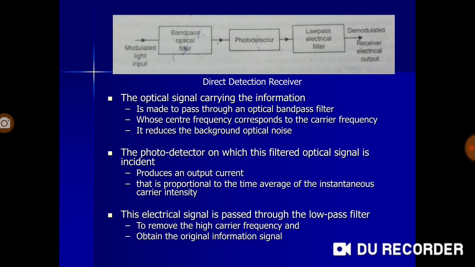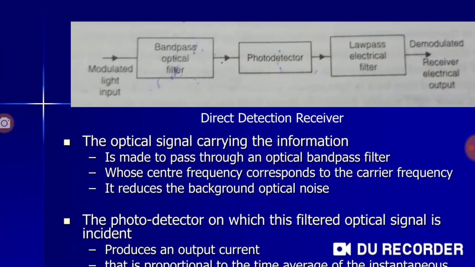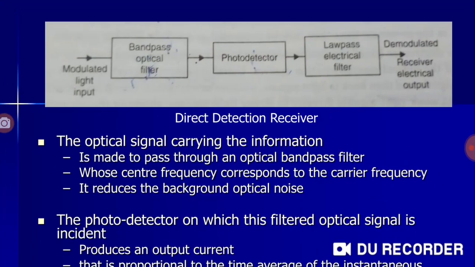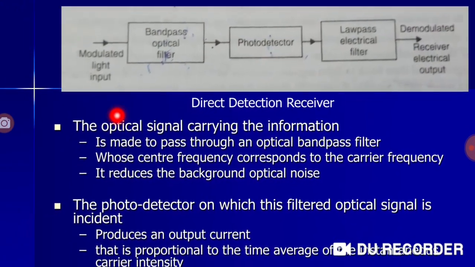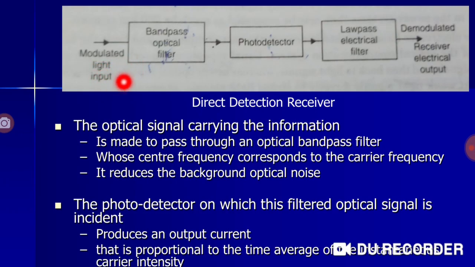Now we come to the process as such. If you look at the diagram, it consists of a modulated light input which is subjected to a band pass optical filter first, then it goes to the photodetector, finally to the low pass electrical filter, and it is demodulated and we receive the electrical output. Now we'll see one by one the functions.